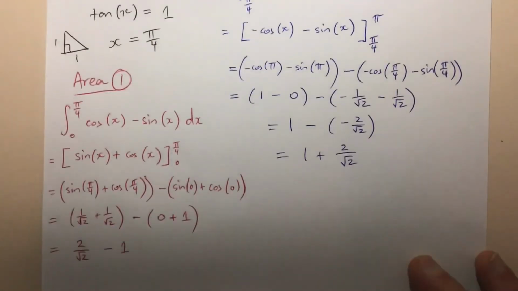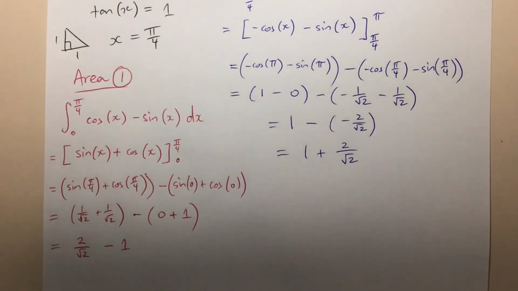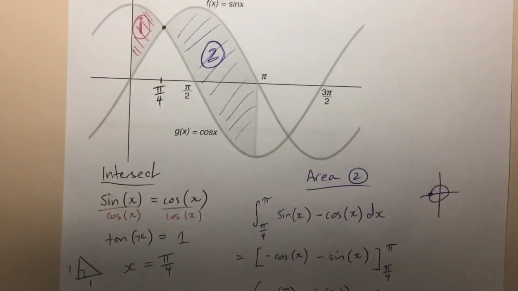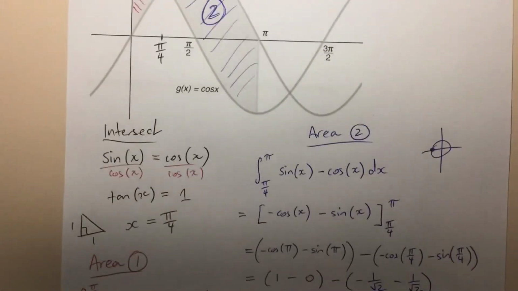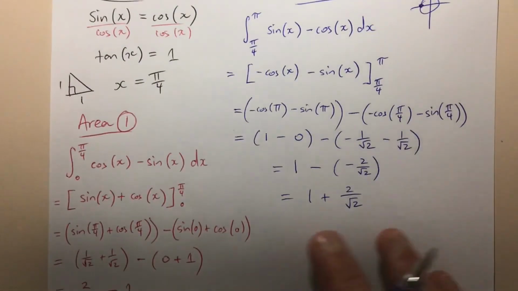So comparing the two areas, you can actually see that there's some similarities in what we worked out. The first area is 2 on root 2 minus 1. The second area is 2 on root 2 plus 1. Kind of makes sense. The second area had to be bigger. Okay, so that seems like a logical answer for each.